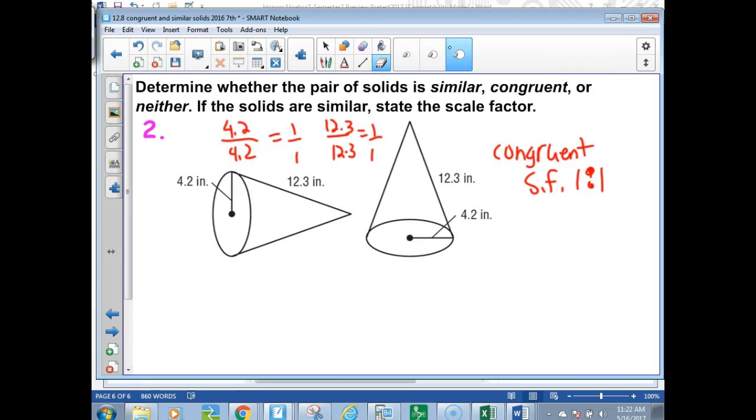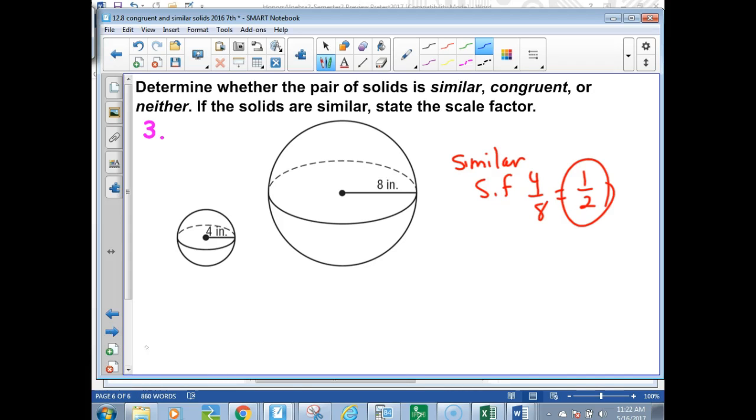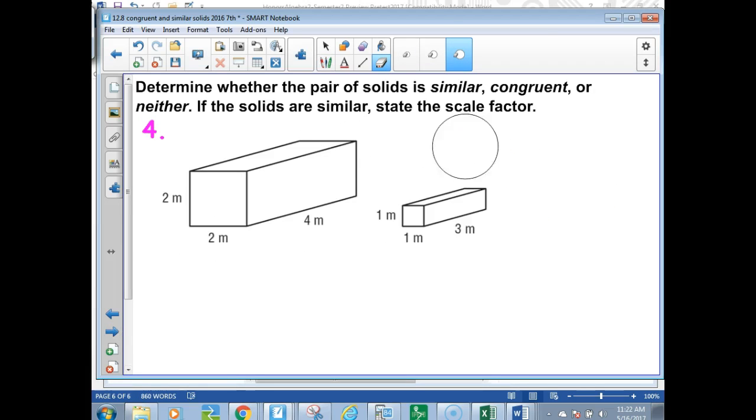The next one, I look at the cones. I have 4.2 for this. Oh, you don't have this one, right? You have the... Oh, you don't have this one either? There we go. Okay, I realized the numbers are different because I cut this down a little bit.